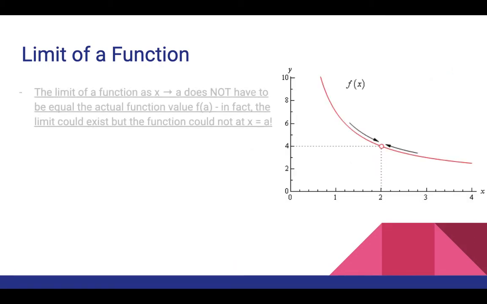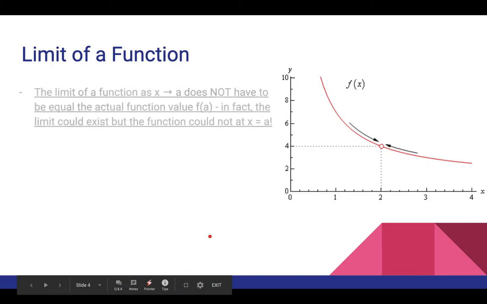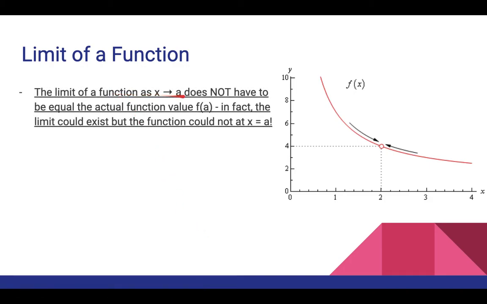So on that last point, does the limit of a function have to actually equal the function value at a point? This does not have to be the case. The limit of a function as x gets closer to a does not have to be equal to, there should be a 2 in there, whoops, the actual function value f of a. In fact, the limit could exist, but the function could not exist at x equals a.